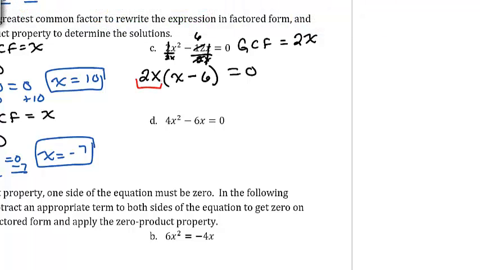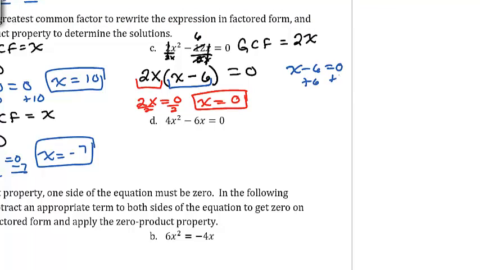And then we do what we did before. We take this 2x, set it equal to 0, and divide by 2 on both sides. 0 divided by anything is 0, so we end up with a solution x equals 0. Now we're going to take this x minus 6 and set that equal to 0. Add 6 to both sides, and we get x equals 6. So our two solutions are 0 and 6.